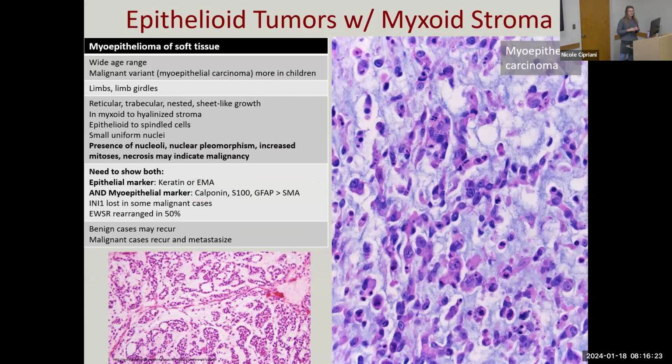Comments, questions? Okay. So now a slight morphologic shift here of epithelioid tumors that also specifically have myxoid stroma. And there are only a few of these, which is good. So when you see this kind of pattern, you really are narrowed. So the first one we'll talk about is our myoepithelial tumors.